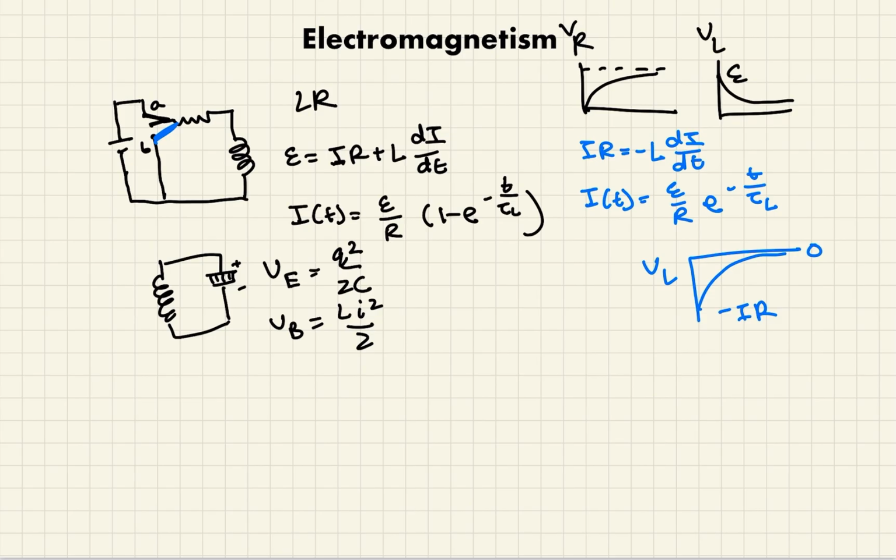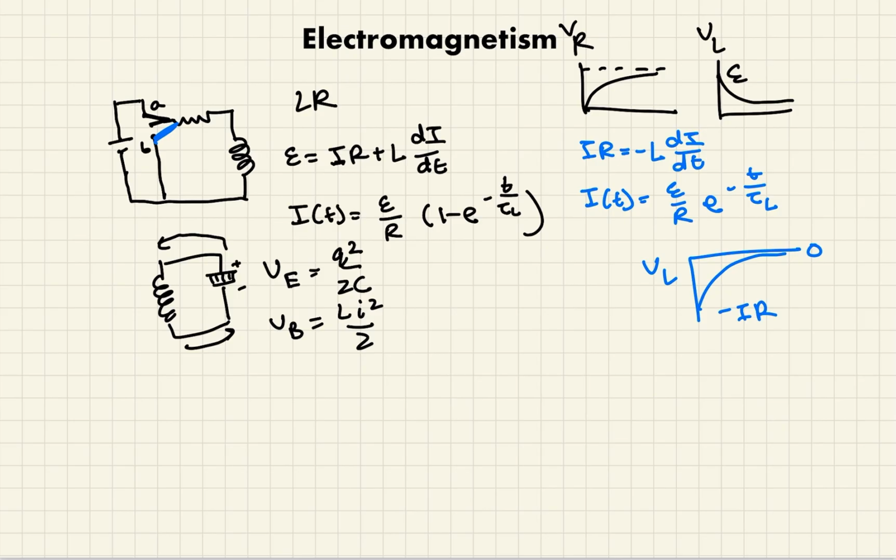Then the capacitor starts to discharge. This is the second step. If the capacitor starts to discharge, that means the current starts to flow this way, which means that there's going to be a magnetic field caused by the inductor. And so now there's going to be roughly even amounts of capacitor potential energy and inductor potential energy.